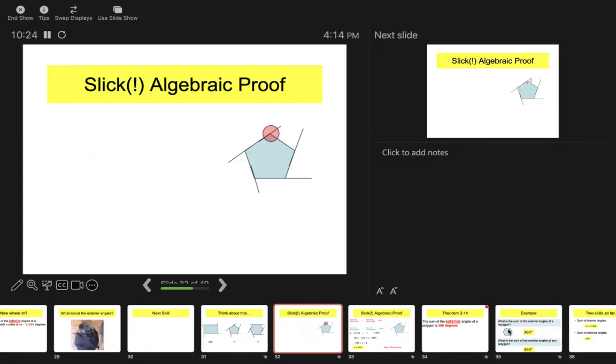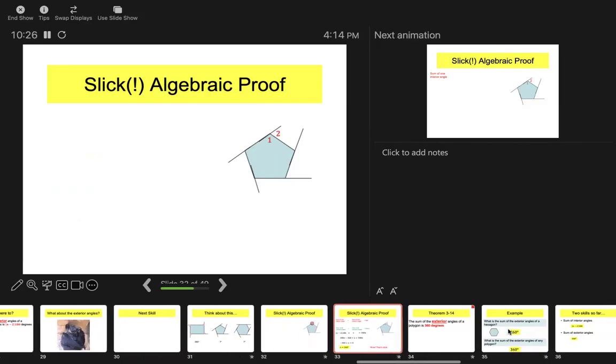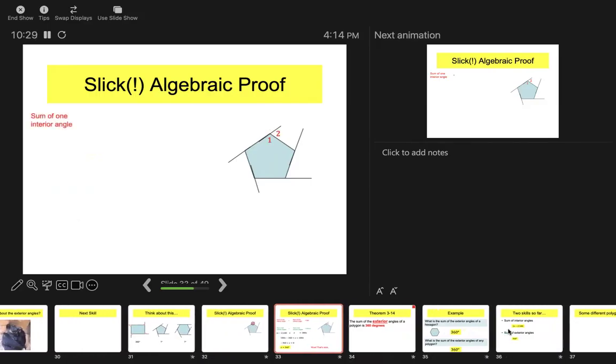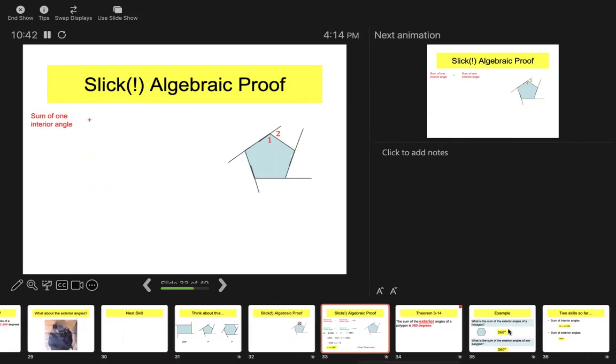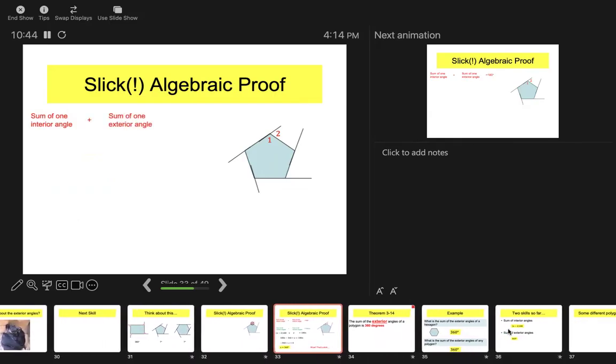And look, if you put both of those angles together, 1 and 2, you get a line, right? So if I took the sum of one of those points right there, the one I just did in red, times the number of sides, the sum of one interior angle plus one exterior angle has to equal 180. So the sum of all the interior angles, we know a formula for that. That's n minus 2 times 180.